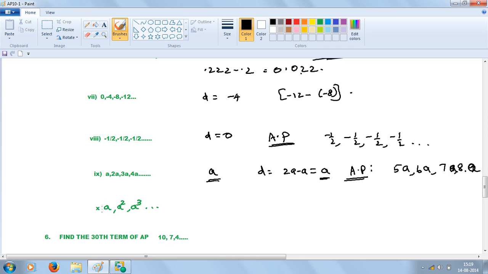So the 10th problem, this is the 10th problem. A square, A cube. So the difference is not uniform, no? The first difference is A square minus A. Next is A cube minus A square. They are all different. They are not the same. So this is not an AP. Actually, it's a GP, I told you. Geometric progression. If you multiply A by A square, next A cube, A to the power of 4, like that is geometric progression.